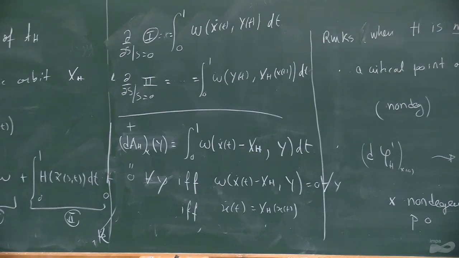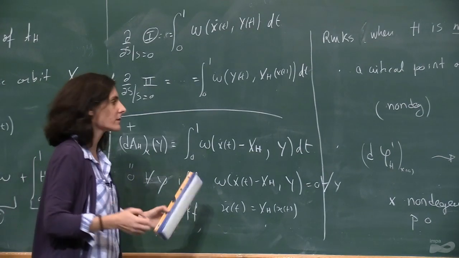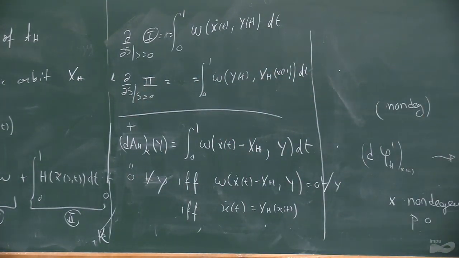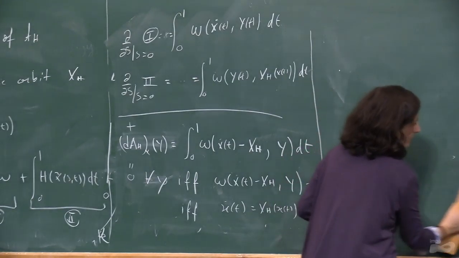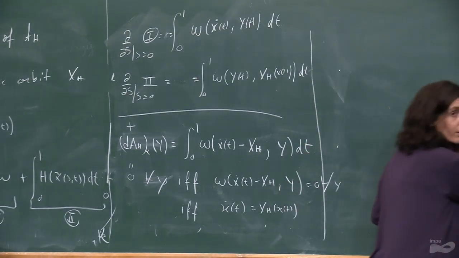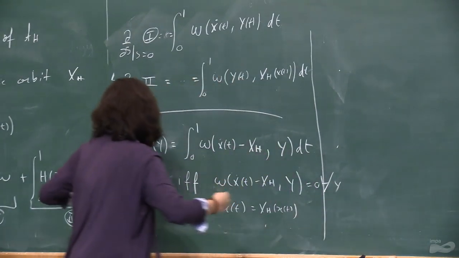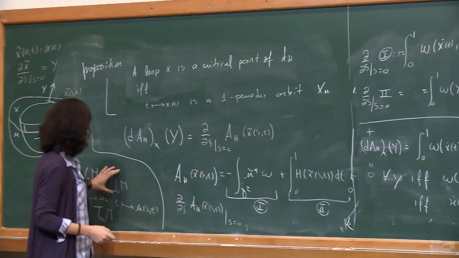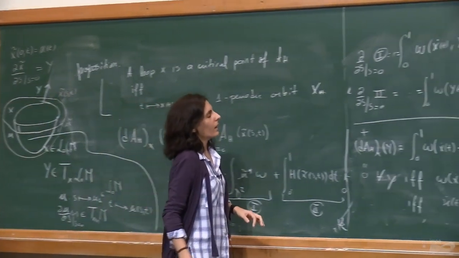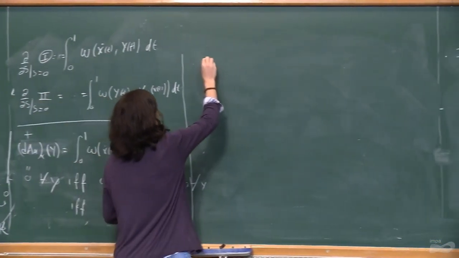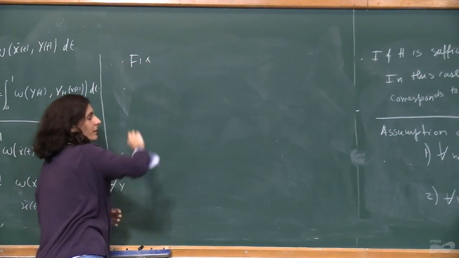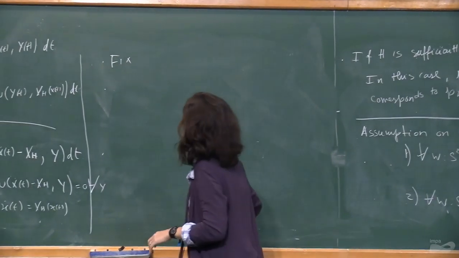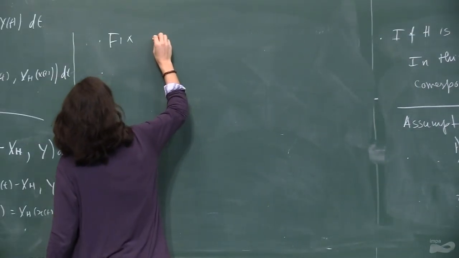So let me tell you now about the gradient of this function. To tell you about the gradient, I need to have a metric on this space. So again, now my space is the space of contractible loops, this space. So what we do first, recalling what Enrique told us yesterday, is fix an almost complex structure.